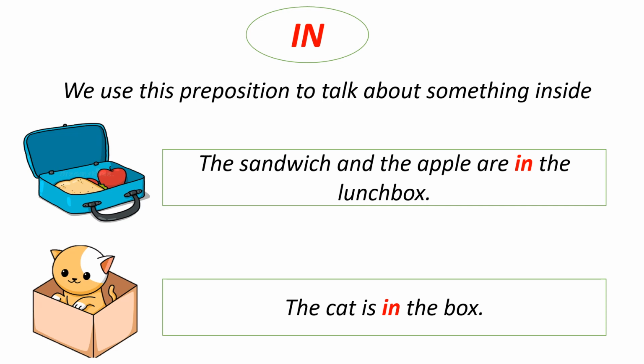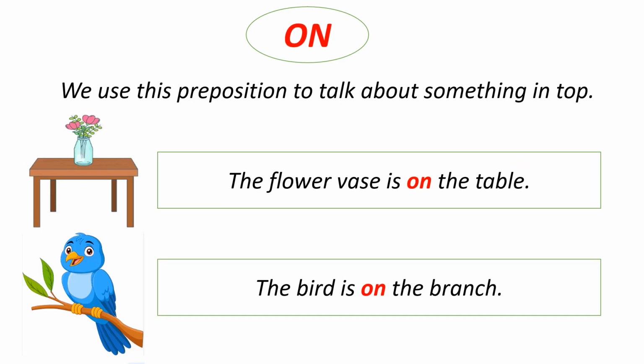We say in. We use on to talk about something on top. If you see something on top of something, we use the preposition on. For example, the flower vase is on the table. As we see in the picture, there is a flower vase on top of the table, so we use on. The second example is the bird is on the branch. The same thing as the flower vase, the bird is on top of the branch. We use the preposition on.